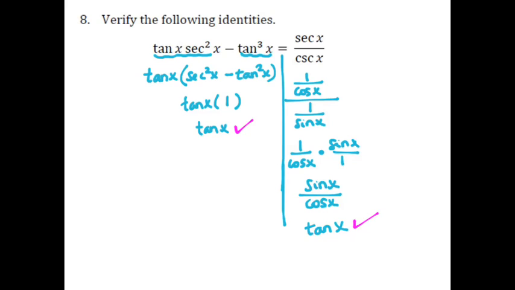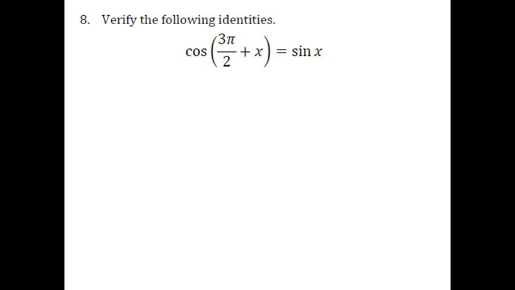Let's look at one more identity. Here we have cosine of 3 pi over 2 plus x equal to sine x. First thing that I notice here is this 3 pi over 2 plus x. So I've got two angles being added together. I think a good identity is going to be our sum identity for cosine. So I'm going to put up our wall here. There we go. And let's use this sum identity for cosine.